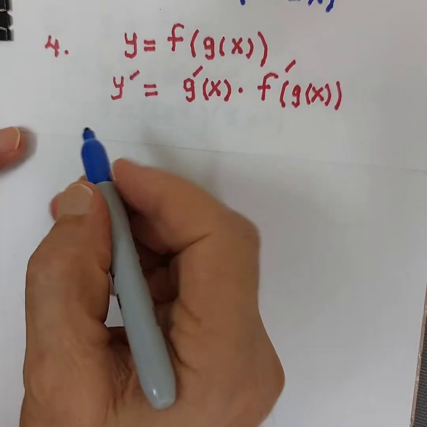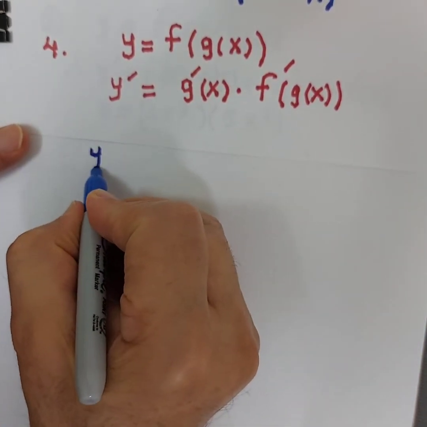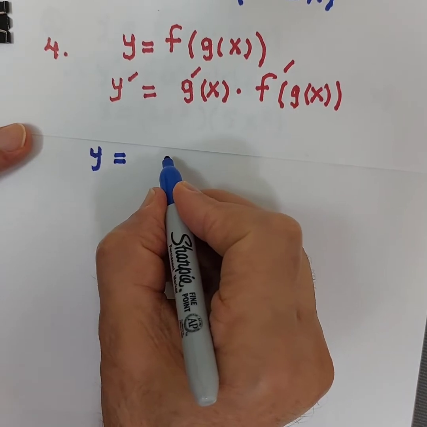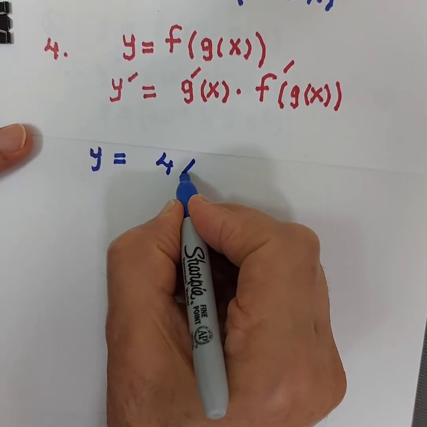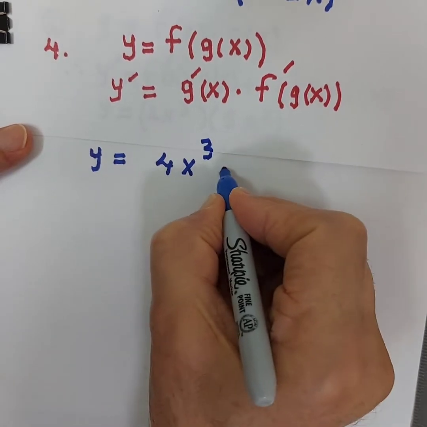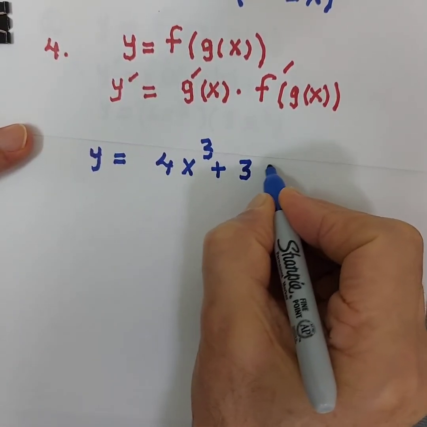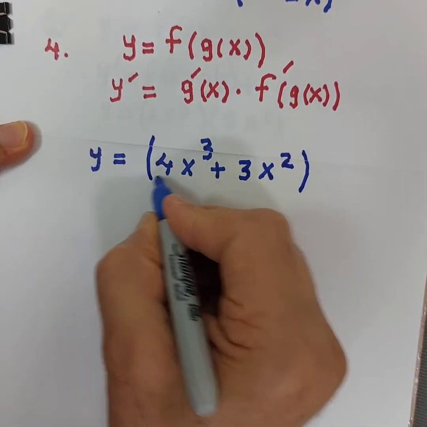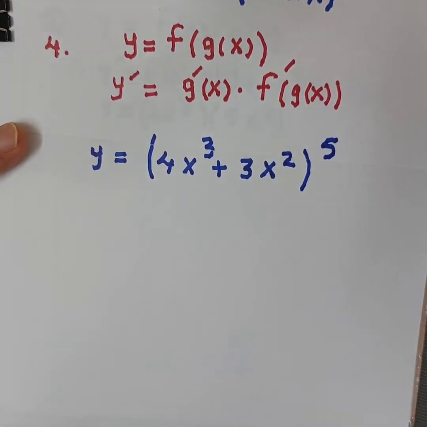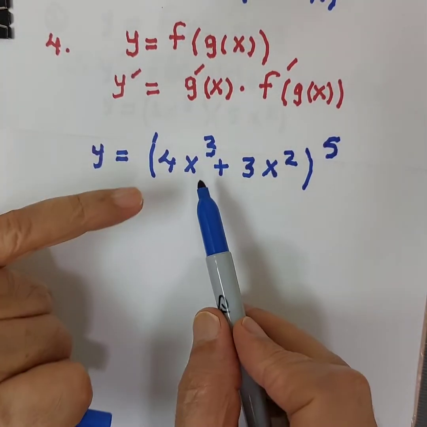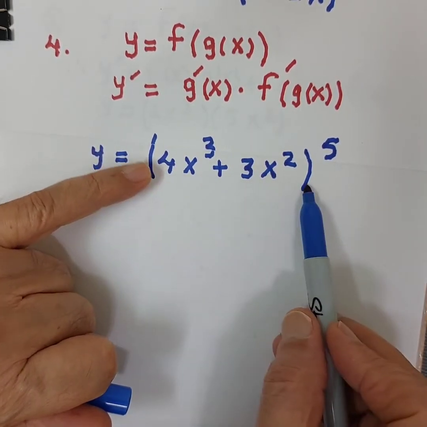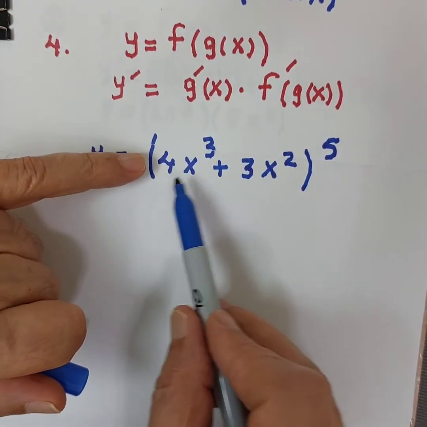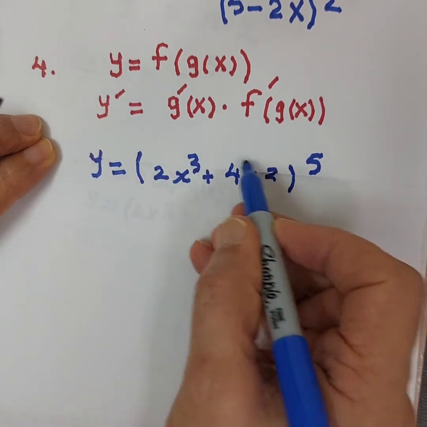Let me say I have the function y, this is an example. y is 4x cubed plus 3x squared, all to power 5. Look, this form is here g x. Inside the brackets is g x. And f x is all that, g x to power 5.